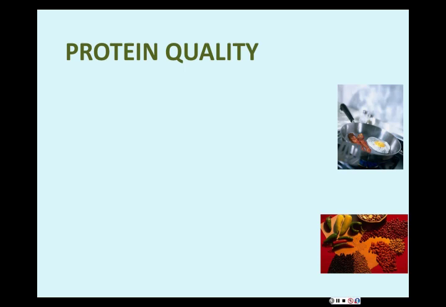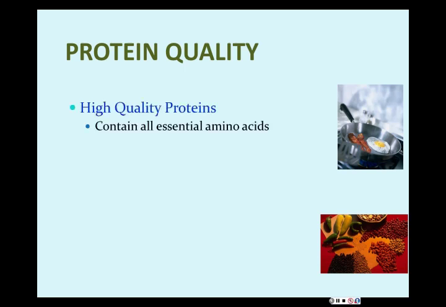Okay, so now let's take a look at protein quality. When we are talking about the quality of proteins here, we're not saying that animal proteins are better than plant sources and that everyone has to eat animal products to be healthy. It's just that since plant proteins may be missing at least one essential amino acid, we need to be aware of the protein quality. So a high quality protein, that's one that contains all the essential amino acids.